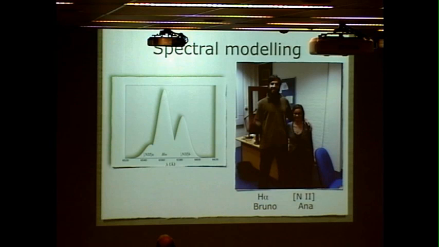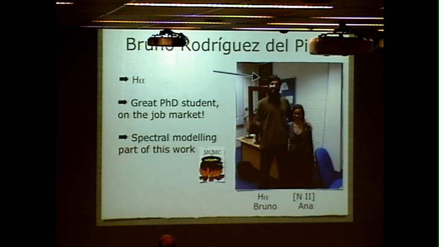So in this configuration, we are a star-forming galaxy, and if I were to jump on a table, we would be an AGN. Anyway, Bruno, besides being H alpha, he's a great PhD student. He's on the job market, and he's responsible for the spectral modeling part of this work.